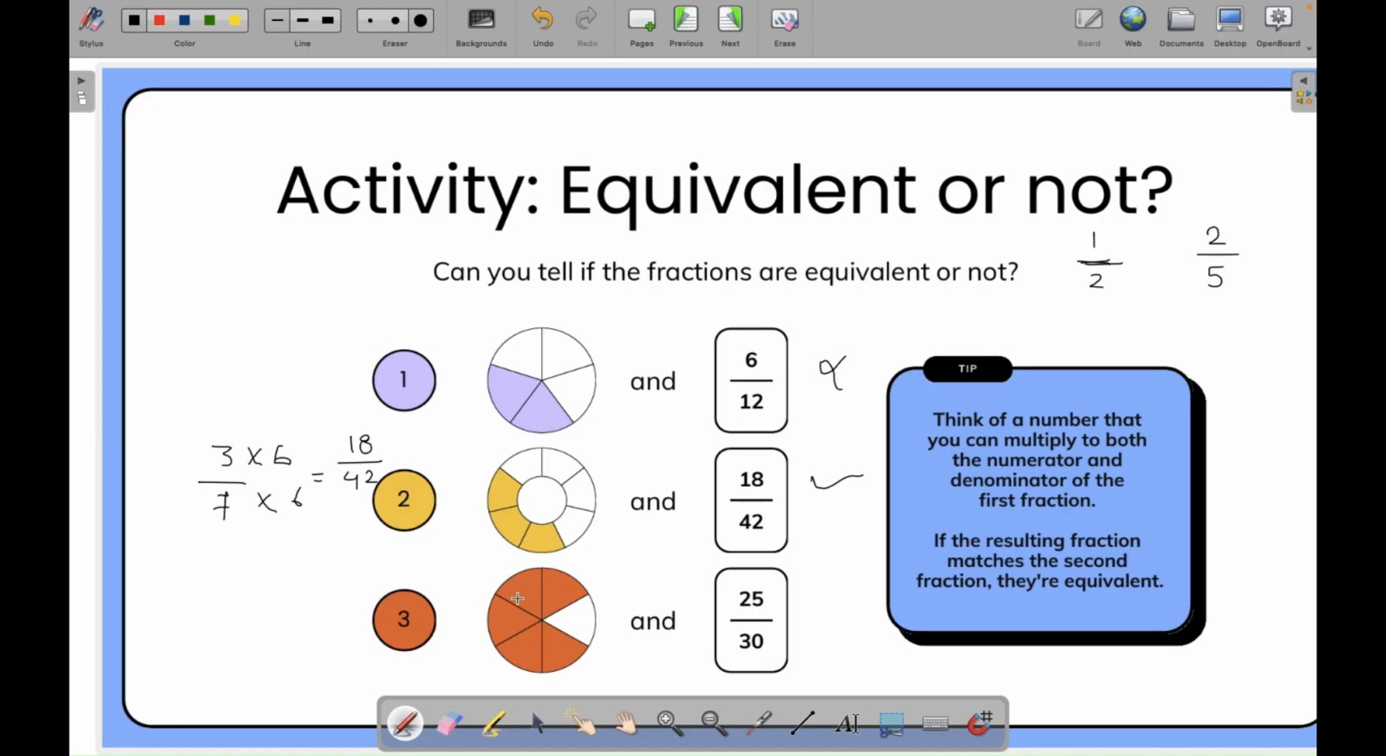The third question says this fraction and 25 upon 30. Again, the total number of parts are 1, 2, 3, 4, 5, 6. The denominator is 6. The numerator is 5 because 5 parts are shaded. What should I multiply 5 with to get 25? It is 5. So 5 times 5 and then 6 times 5. Because I multiplied the numerator by 5, I should also multiply the denominator by 5. So 5 5s are 25 and 6 5s are 30. So I'm getting the same number as this, which means these are equivalent.